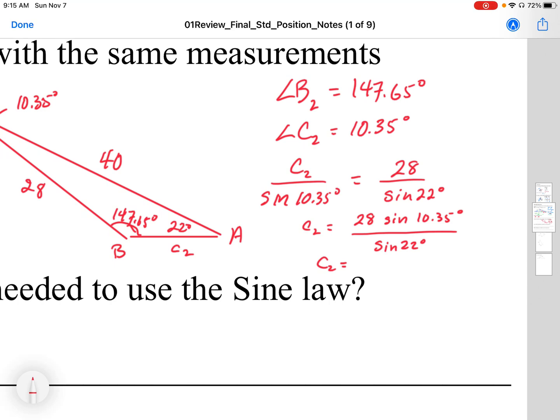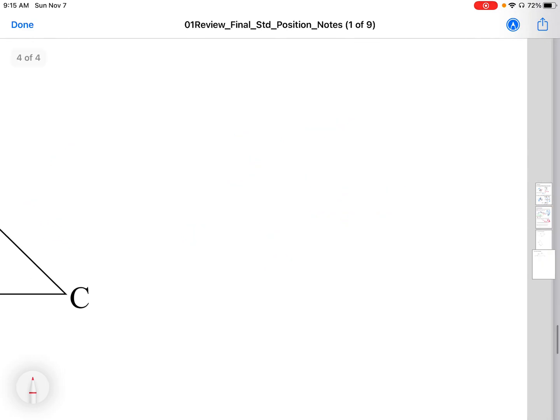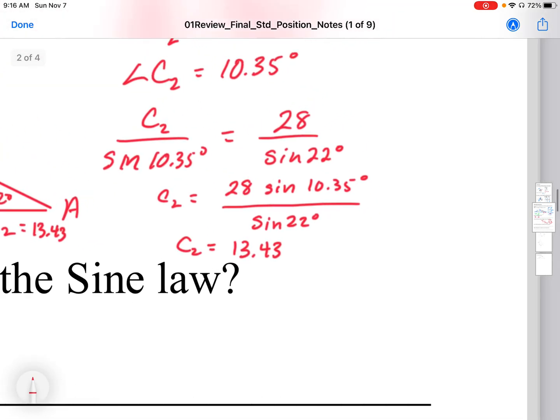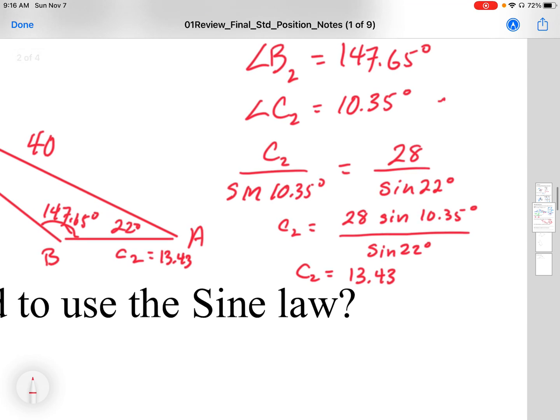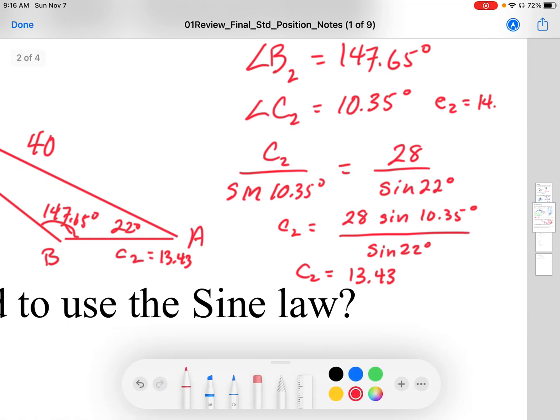Typing that into my calculator, I get a length of 13.43. Okay, so that length is 13.43, and I've solved for all the angles inside. So I'm just going to put that there. The length of side C2 here is 14 point, oh, sorry, not 14. It's going to be 13.43.